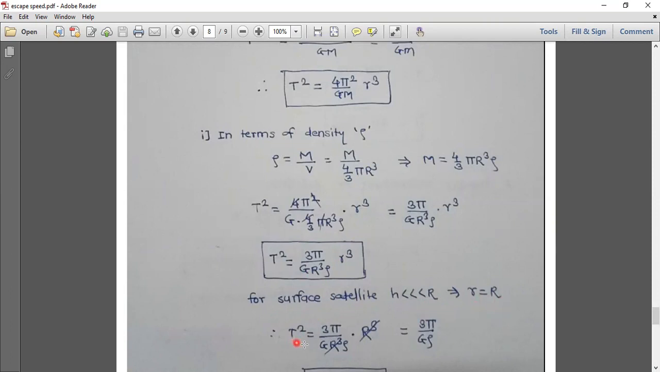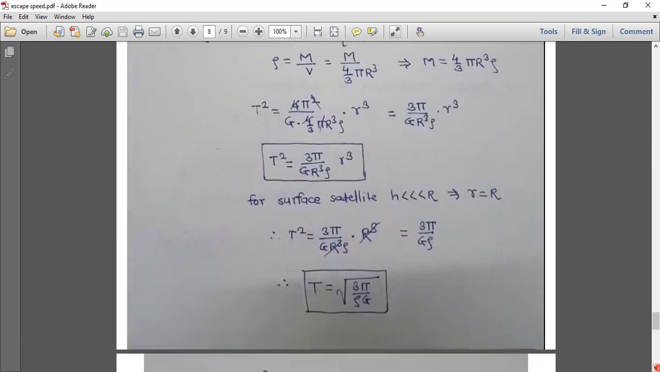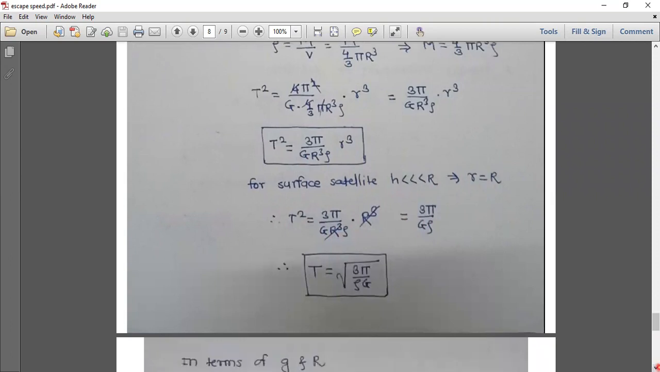For a surface satellite, again h is very less than R, then small r is nearly equal to R, and therefore just this r you are going to replace with R. This r cube will get cancelled. 3 pi by G into rho, and therefore time period T is equal to root of 3 pi by rho G. This is under root. This rho is what? Density. This is the time period in terms of the density formula.